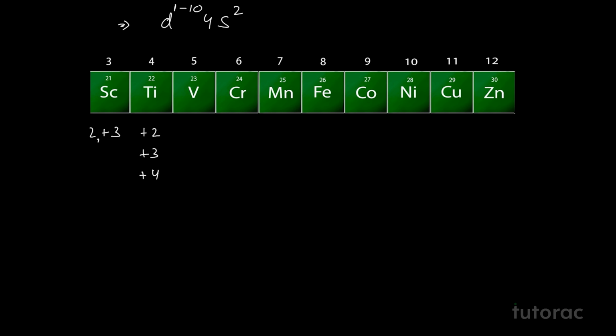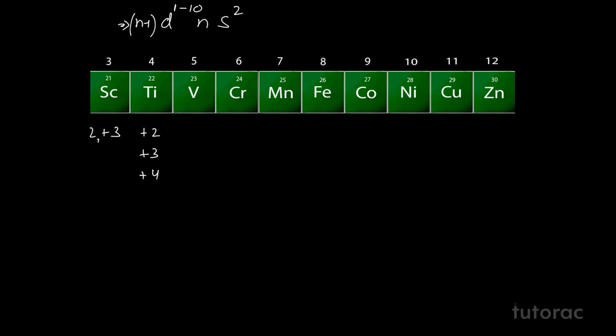So to generalize it, because d is on the inside and the s had a greater value, if this was 4 and this was 3, can I generalize it and write over here (n-1)d and ns? So this is the general electronic configuration, and on the basis of that only we are defining all the oxidation states.